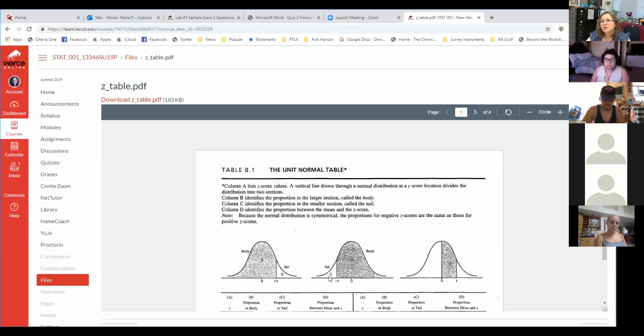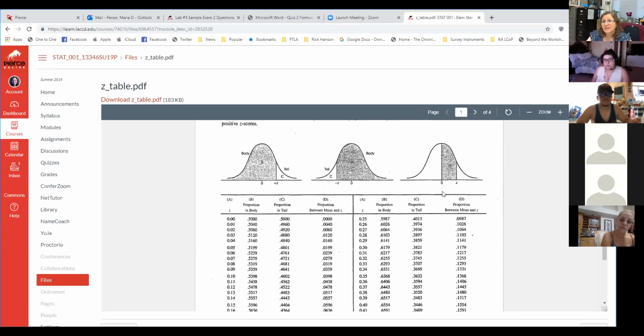So draw it out. Practice drawing. Yes, that's exactly it. You got it. It's just easier. There are multiple ways of doing this. You could look for the body and the tail and subtract them and all of that. But with this particular table that we are using, it already gives you the proportion between mean and z. I figure it's just easier using that column and adding or subtracting depending on what side of the distribution you are.